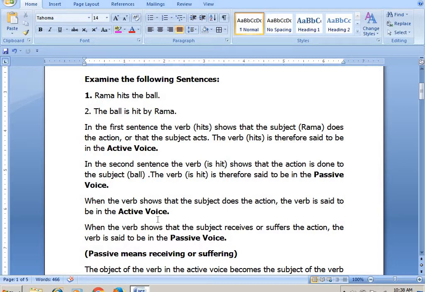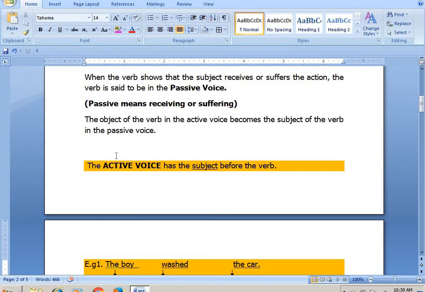Students, if you remember, the other day I had explained it to you. Subject, verb, and then comes the object. In the passive voice, the object takes the place of the subject, and the subject takes the place of the object. And we write the verb with the past participle, which I'll be showing you just now again. But look at this. When the verb shows that the subject does the action, the verb is said to be in the active voice. When the verb shows that the subject receives or suffers the action, the verb is said to be in the passive voice. Passive means receiving or suffering.